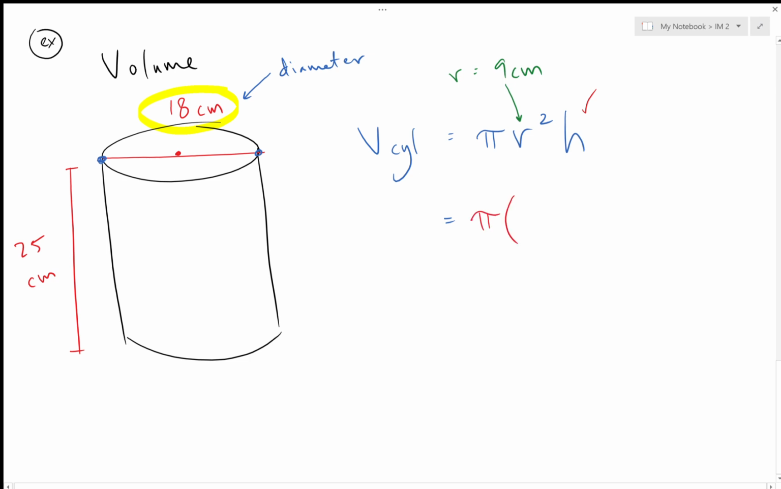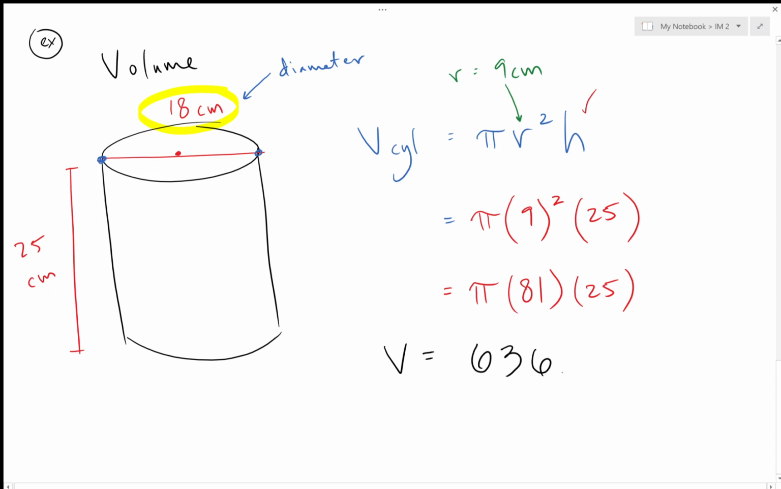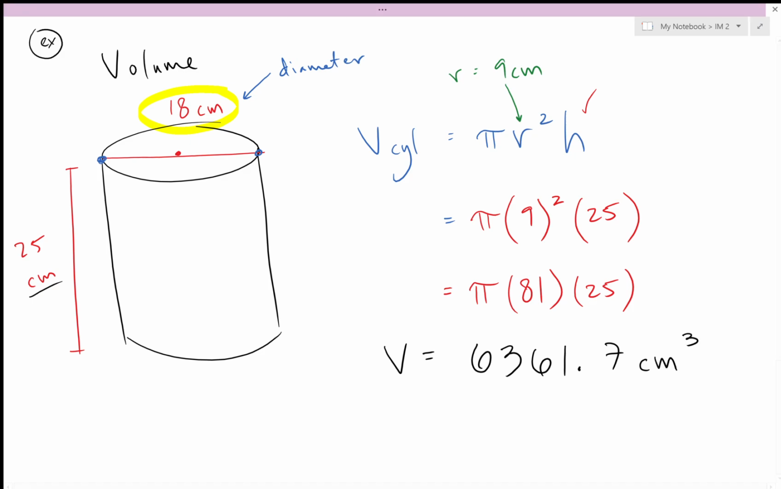We've got pi times the radius, which we found out was 9, and we need to square it, times the height, 25. So this one's going to turn out pretty big because 9 squared is 81. We've got to multiply that by the 25 and the pi symbol. So on your calculator, pi times 81 times 25 comes out pretty big. We get 6,361.7, and I look at my units, centimeters, but cubed because this is three-dimensional.